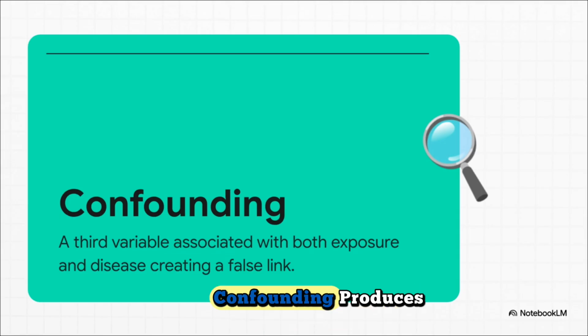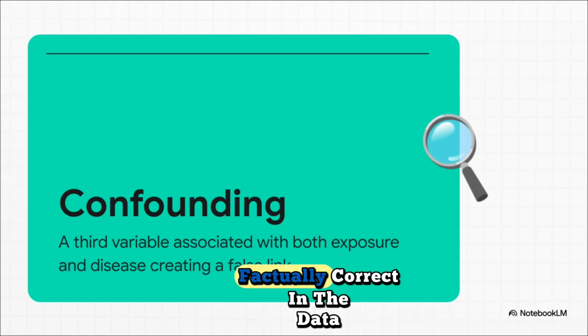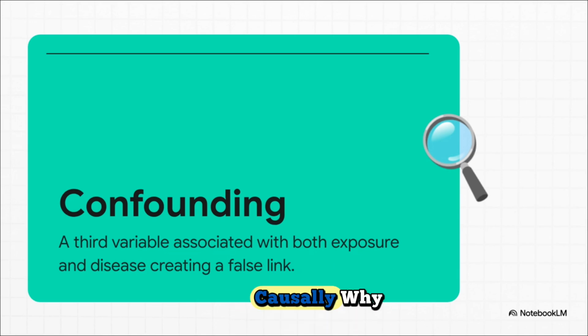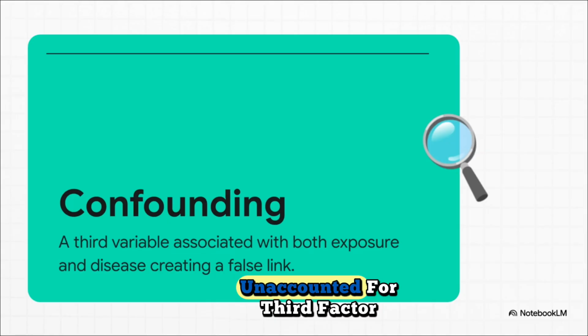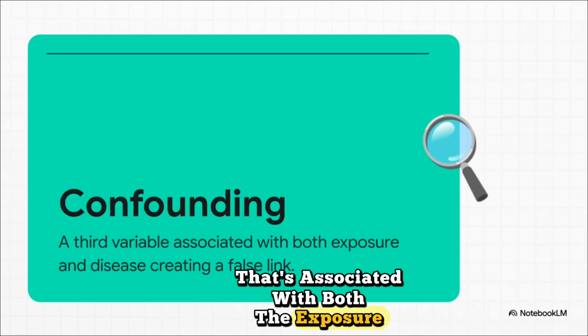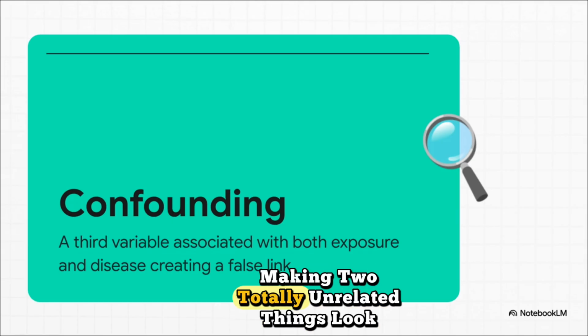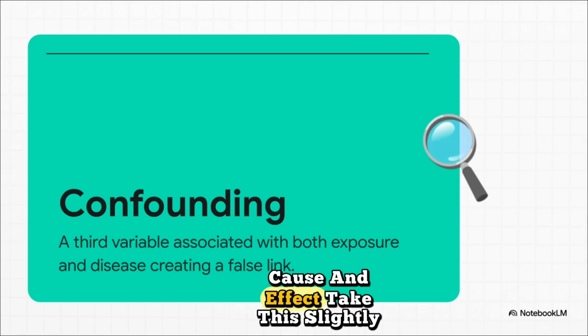Confounding, though? Confounding produces relationships that are actually factually correct in the data, but they absolutely cannot be interpreted causally. Why? Because there's this underlying, unaccounted for third factor, a hidden variable that's associated with both the exposure and the outcome. It mixes the effects all together, making two totally unrelated things look like cause and effect.